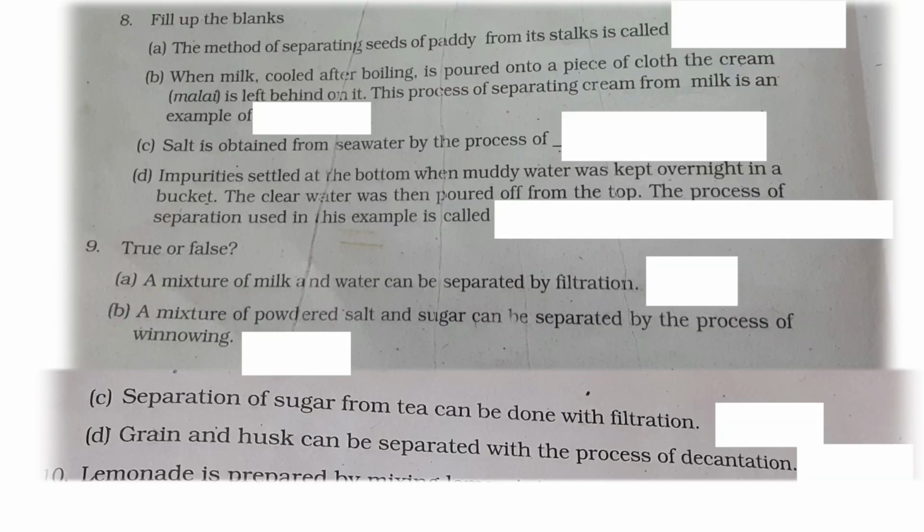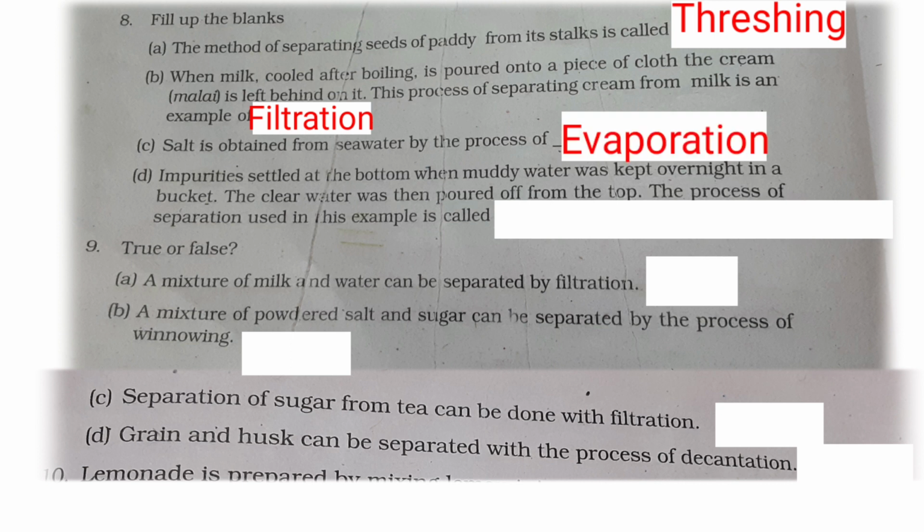Fill in the blanks. Method of separating seeds of paddy from its stalk is called dash, and the answer is threshing. When milk is cooled after boiling and poured into a piece of cloth, the cream, malai, is left behind. The process of separating cream from milk is an example of dash, and the answer is filtration. Salt is obtained from seawater by the process of dash, and the answer is evaporation.